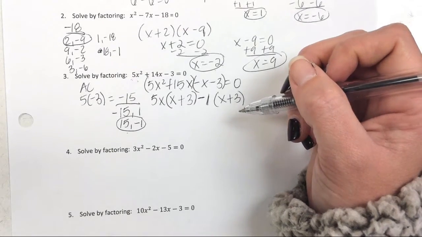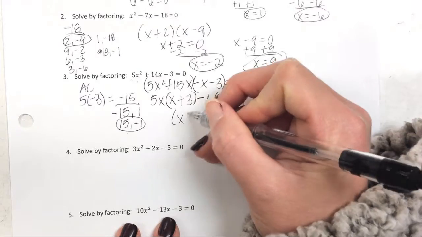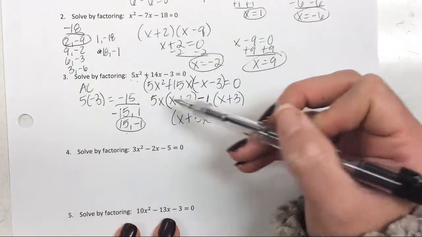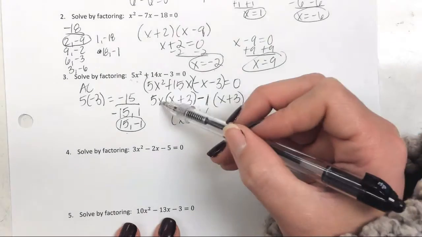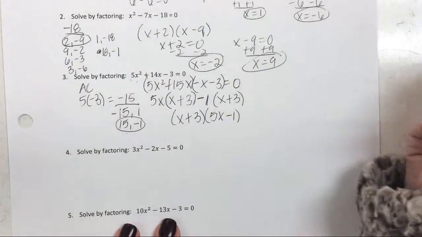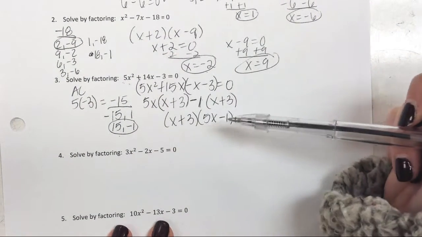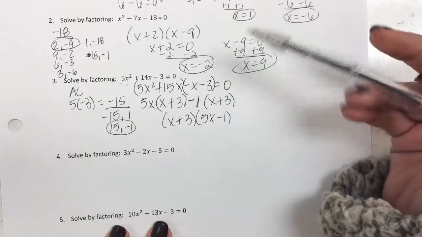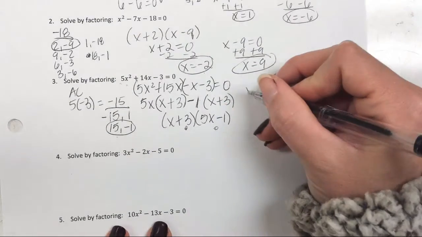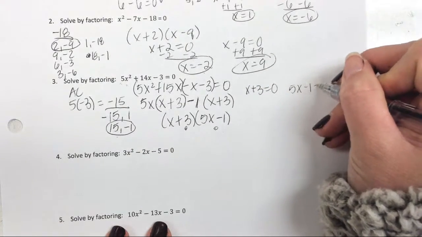Now I create my two binomials from this point. So the first one's going to be what they have in common, x plus 3. The second one's going to be what's on the outside of each parentheses. So this one's going to be 5x. We have a negative 1 outside on this one. So here is this trinomial or quadratic factor. And now to solve for x, I just set each of these equal to 0. So I'll have x plus 3 equals 0. 5x minus 1 equals 0.